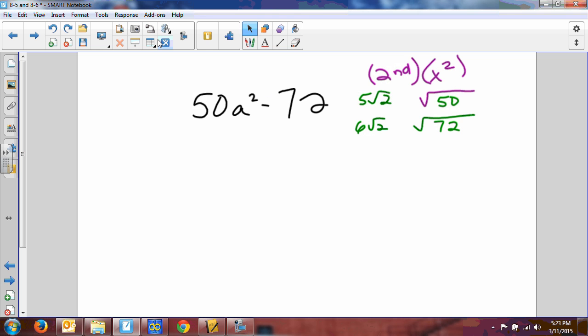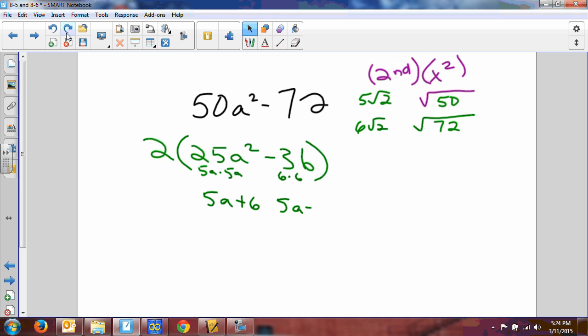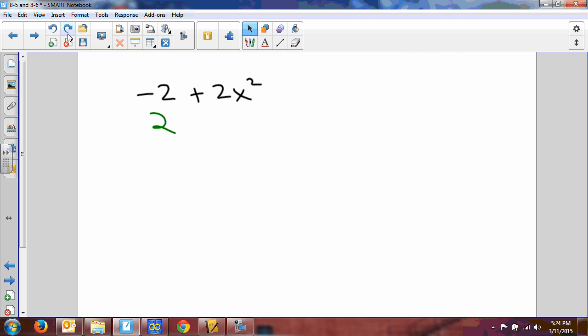In this case, we'll pull out a 2, leaving me with 25a squared minus 36. Now 25 is 5 times 5. A squared is a times a. So that's 5a times 5a. And 36 is 6 times 6. So all I have to do is write 5a plus 6, 5a minus 6, throw my 2 out in front still. So if you don't have an easy recognizable one, see if there's a 2 or a 4 or an 8 or something that can be taken out.